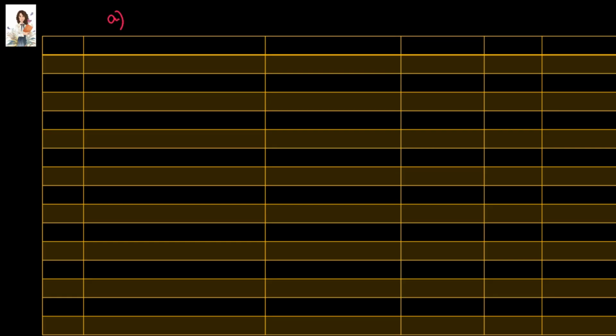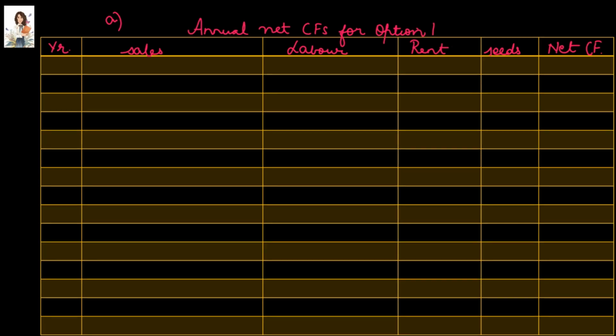So this is part A and we are going to find out the annual net cash flows for option 1. The first column will be year, the second column will be sales, then labor, rent, seeds, and then we have a net cash flow column. Asif intends to retire after 5 years, so we need to find the annual net cash flows for 5 years.